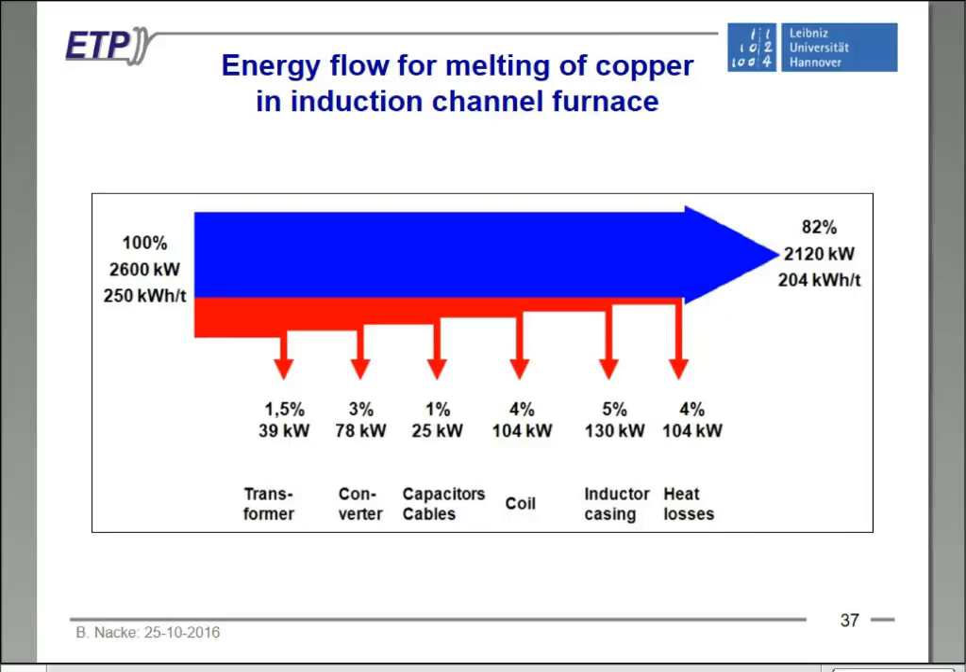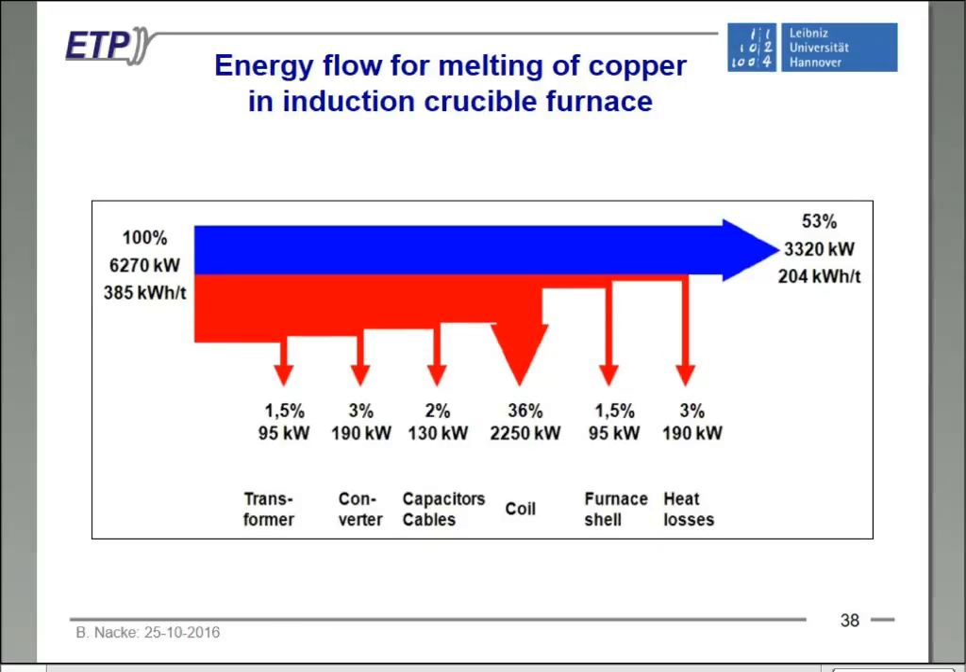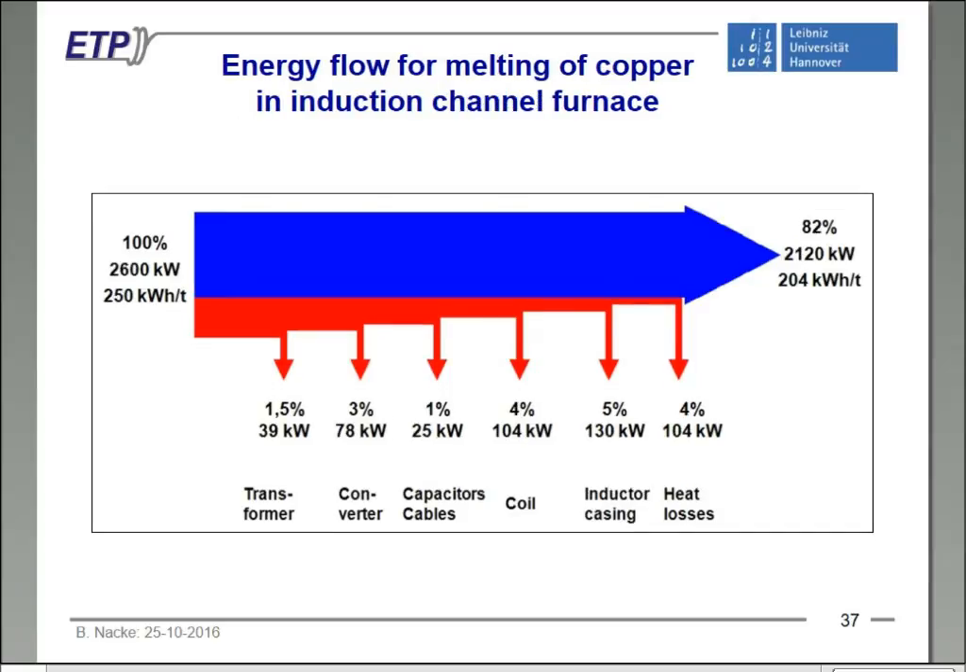So if we look now at a channel furnace melting copper, we see that compared to the crucible furnace, we have a strong increase of the efficiency, 82% in total. The coil losses here are only 4%. I have next the same for the crucible furnaces here. You remember it was 36%. So really, for melting of copper, we can increase the efficiency using induction channel furnaces, but as I explained already, with a small disadvantage that the steering, of course, is much less than in a crucible furnace.